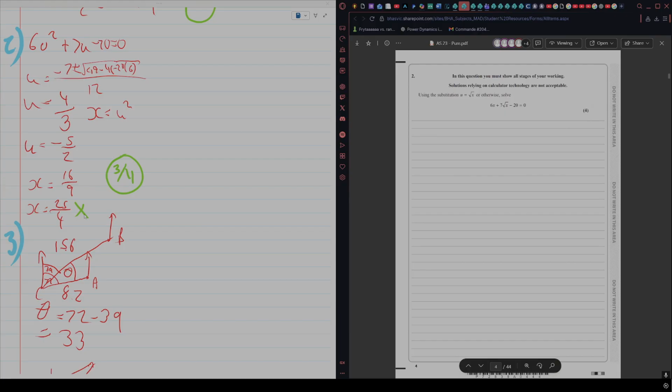Then you solve, you say that this isn't a real solution, and that is your answer, because you can't say that u is a negative number if it's the root of something. If u is negative 5 over 2 and x is 25 over 4, that doesn't work because u would have to be positive, so that's not a correct solution.